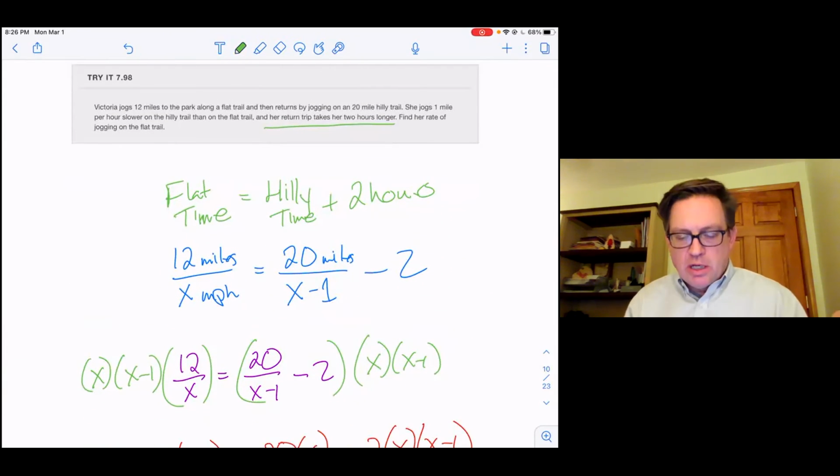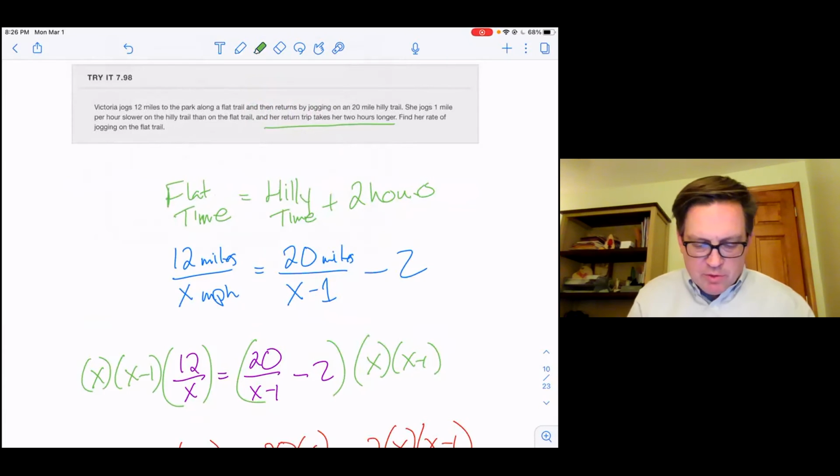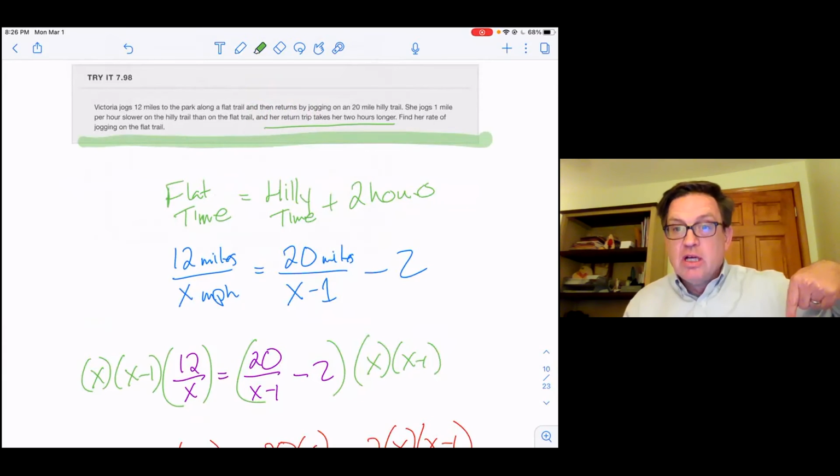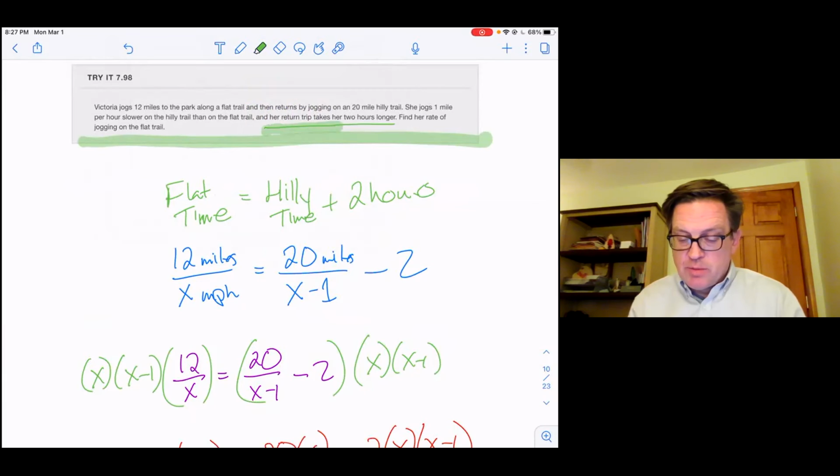Let's do a third one, another one that's slightly more complicated. So let's read it first. Read it, it's important. Victoria jogs 12 miles to the park along a flat trail, and then she returns by jogging along a hilly trail that's 20 miles long. She jogs 1 mile per hour slower on the hilly trail than on the flat trail, and her return trip takes 2 hours longer. Find the speed, the rate on the flat trail.